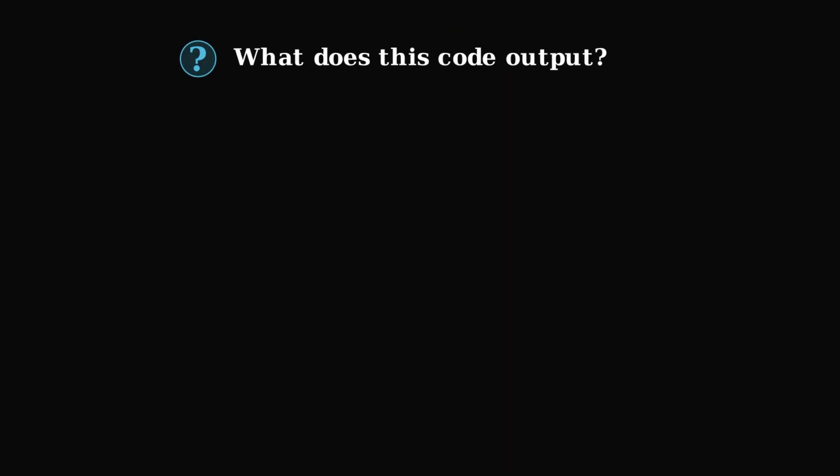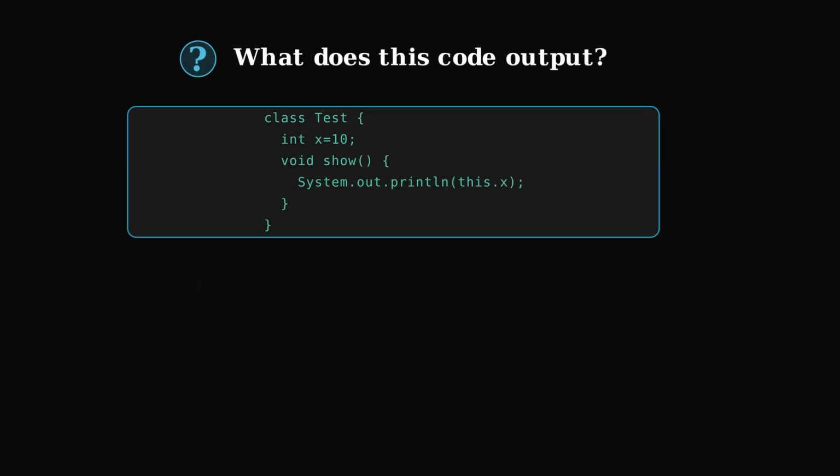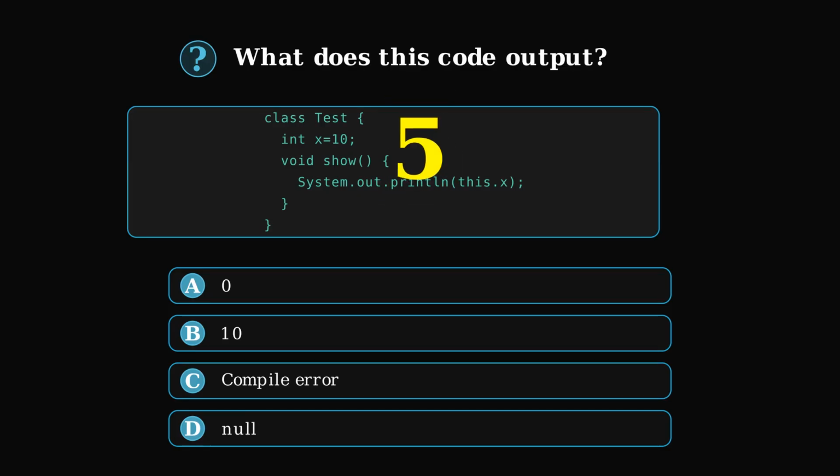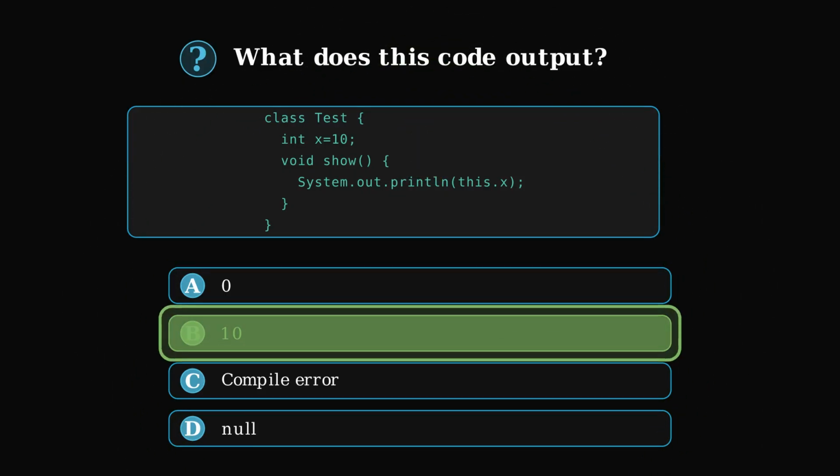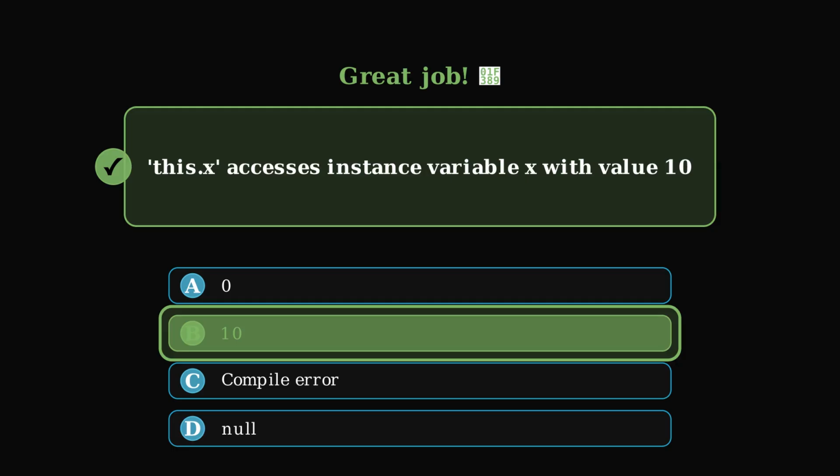What does this code output? Which one is correct? The correct answer is this.x accesses instance variable x with value 10.